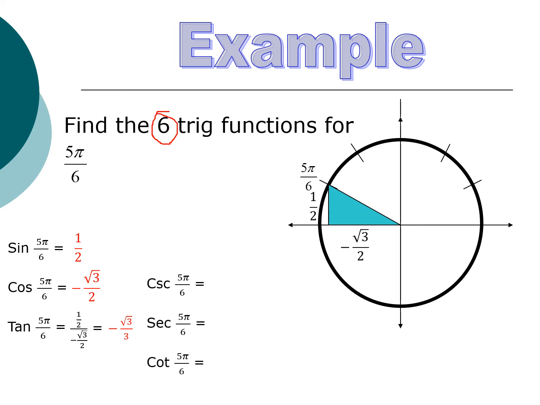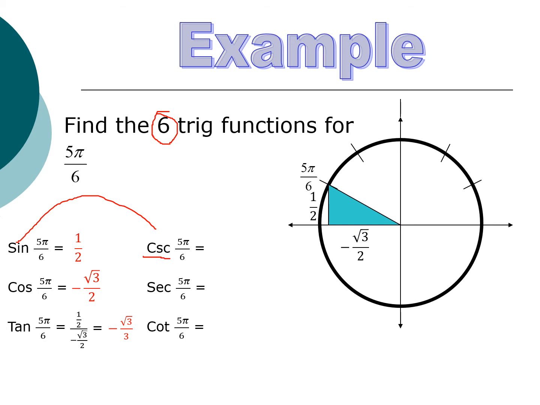Here are the other 3. Cosecant, secant, and cotangent. That was from the very first day we started trigonometry, but they're not hard to do. Cosecant, this first one, is the reciprocal of sine. So whatever your sine answer is, you just flip it.